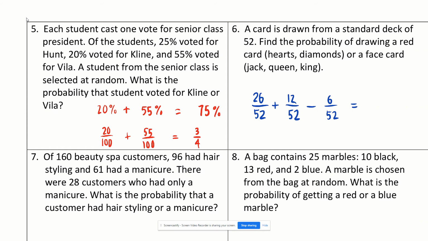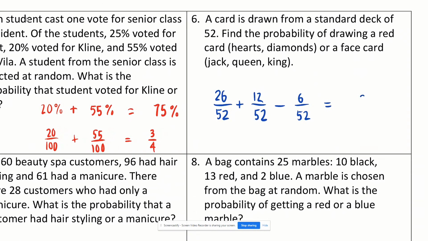So this is an example of an inclusive event. So we had to subtract the overlap. So we're going to type all that into your calculator, and it's going to tally it all up, and it's going to tell you you had an 8 out of 13 chance of that happening.